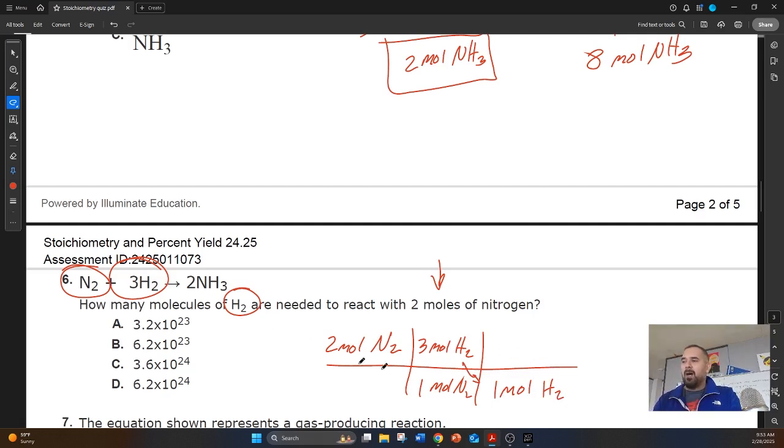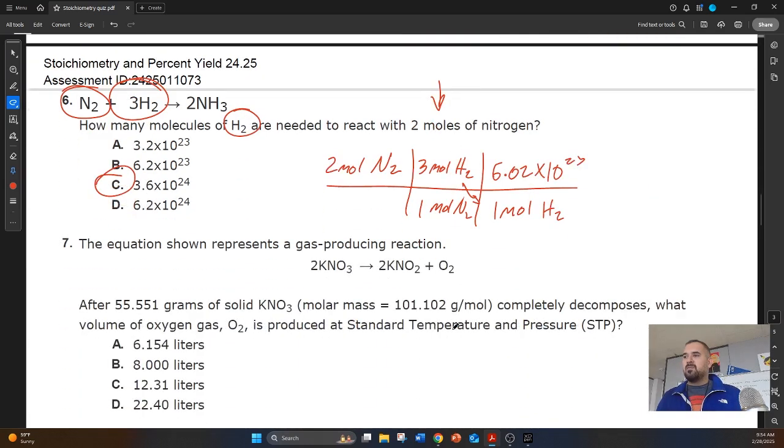And we're converting to molecules. So that's going to be Avogadro, so 6.02 times 10 to the power of 23. So in your calculators, we're going to do 2 times 3 times Avogadro. I got 3.6 times 10 to the power of 24, which is answer choice C. Let's move to the next one.